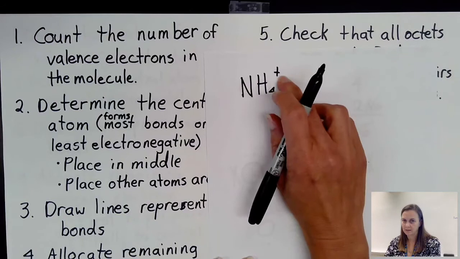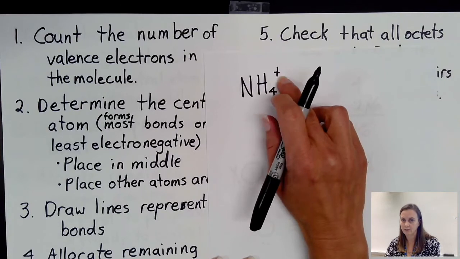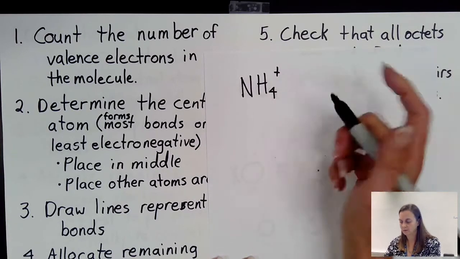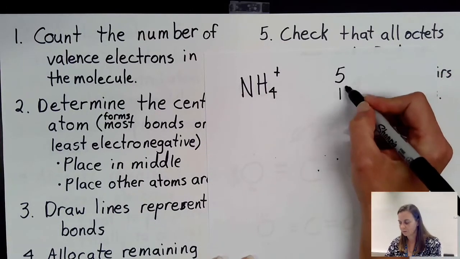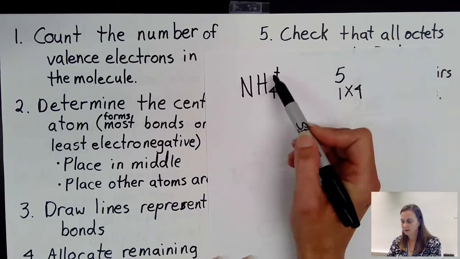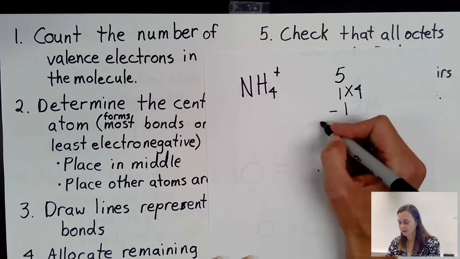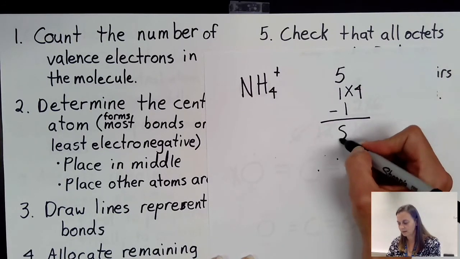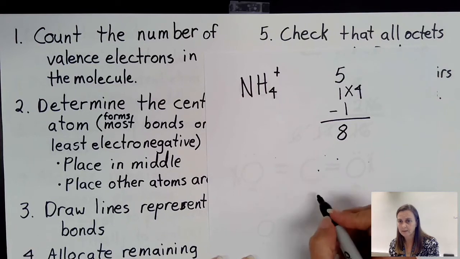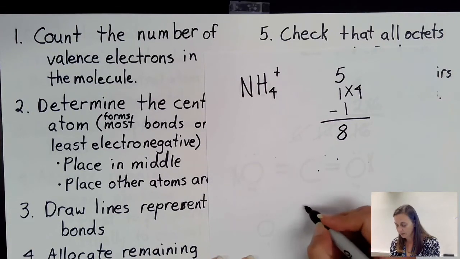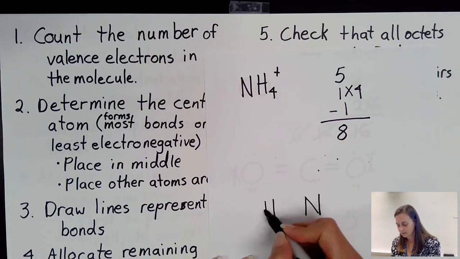cation, that means that it is missing that many electrons, and if we have a negative ion, it has added that many electrons. So our nitrogen has 5, each hydrogen has 1, so that's 1 times 4, but because we have this 1 positive, we're actually going to subtract 1 electron. And so we have 9 minus 1, so we have 8 valence electrons. Nitrogen can form multiple bonds, and hydrogen can only form 1, so we're going to put nitrogen in the middle. We're going to draw the other atoms around it.